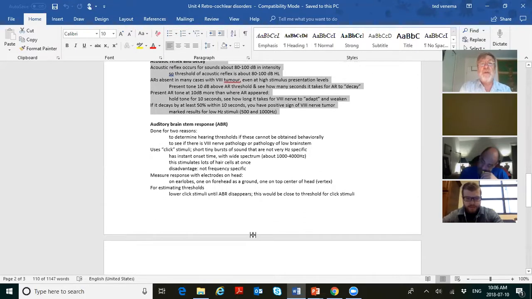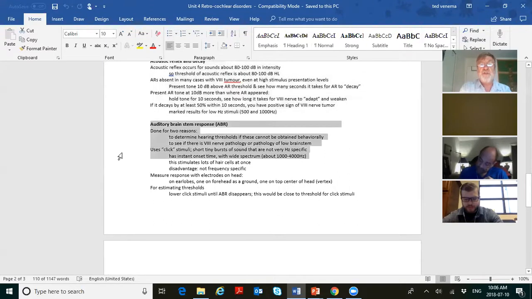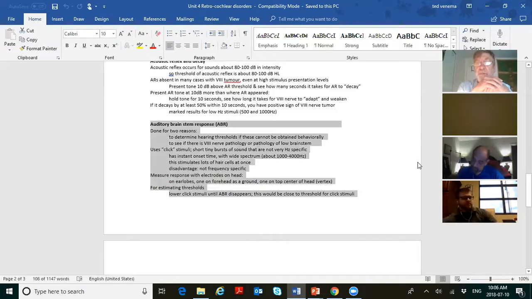And then the very bottom of page 2 talks about ABR. And again, look what it says here. Done for 2 reasons. 1, to determine hearing thresholds if these cannot get obtained behaviorally, and to see if there's an 8th nerve pathology or a pathology of the low brainstem. Those are the 2 reasons. Put a star by that. 1 is to test hearing, and the other use of the ABR is to look for 8th nerve tumors.